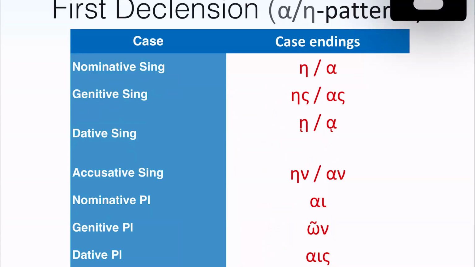So this is what I want you to learn for the first declension. You've got a, ace, as, a, ain, an, I, own, ice, as.